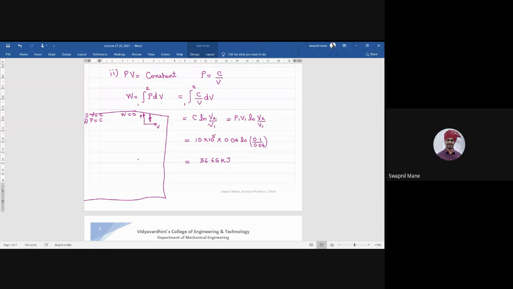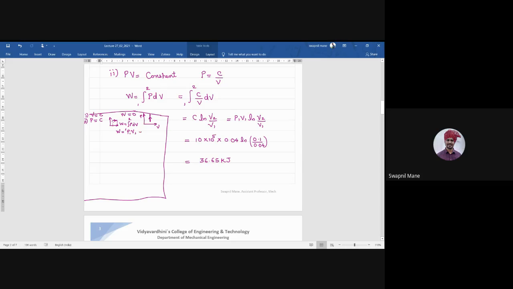Second one was pressure is equal to constant. In this case, our graph will be something like this. Yes or no? So the area under the curve is this. So there will be some W equal to the integral from 1 to 2 of P dV. In place of P, it will be constant, so it will be the integral of dV. That means W will be equal to P1V1. Yes or no?